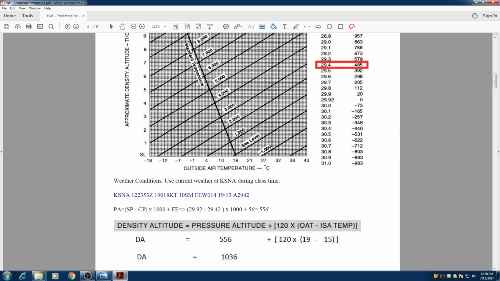And there is another method. You can use this chart right here. Find your temperature first. We know that 19 is roughly about here, and we go 500 feet above sea level because 556 right there is the pressure altitude. Once you hit that, you go straight and you find your density altitude, about 1100 right there.